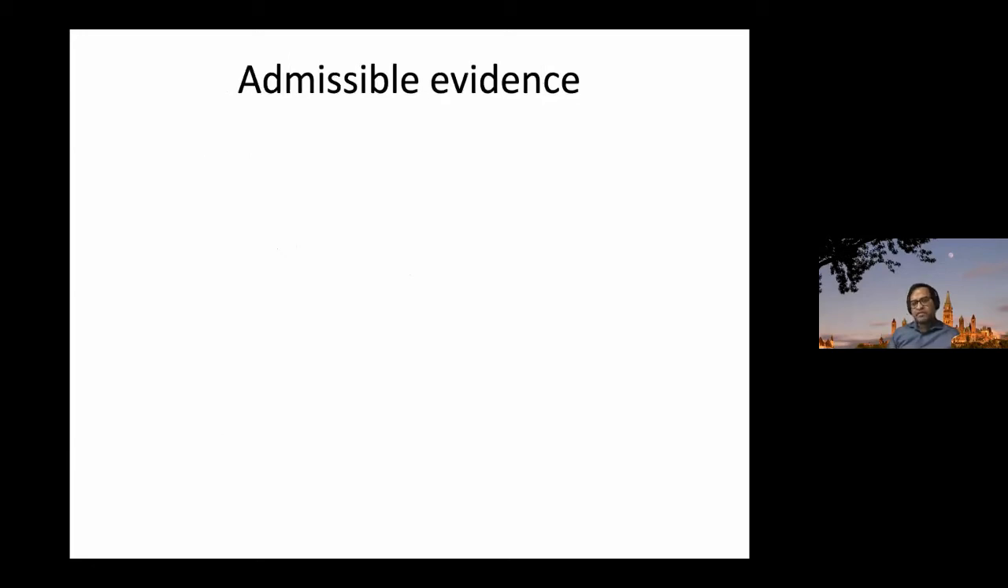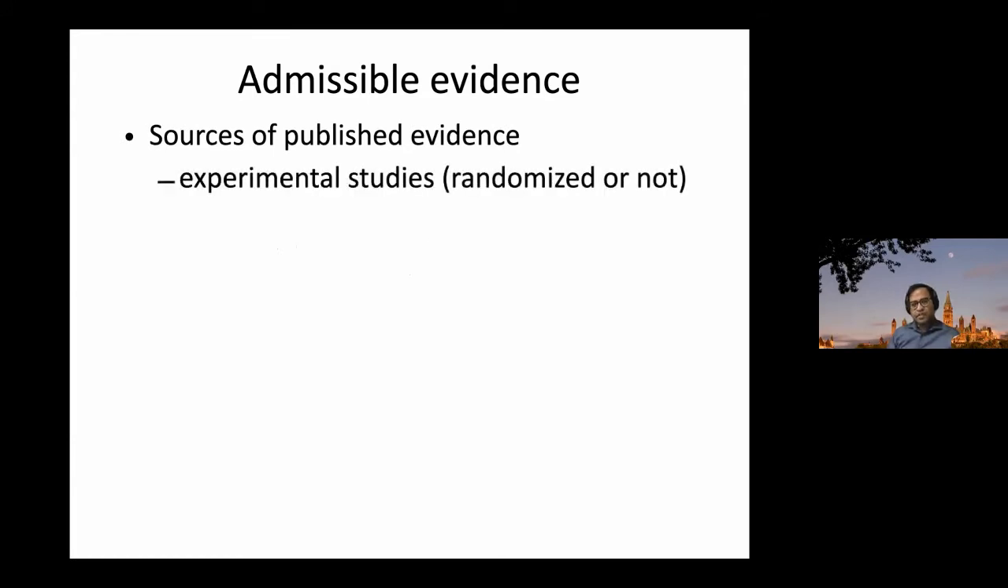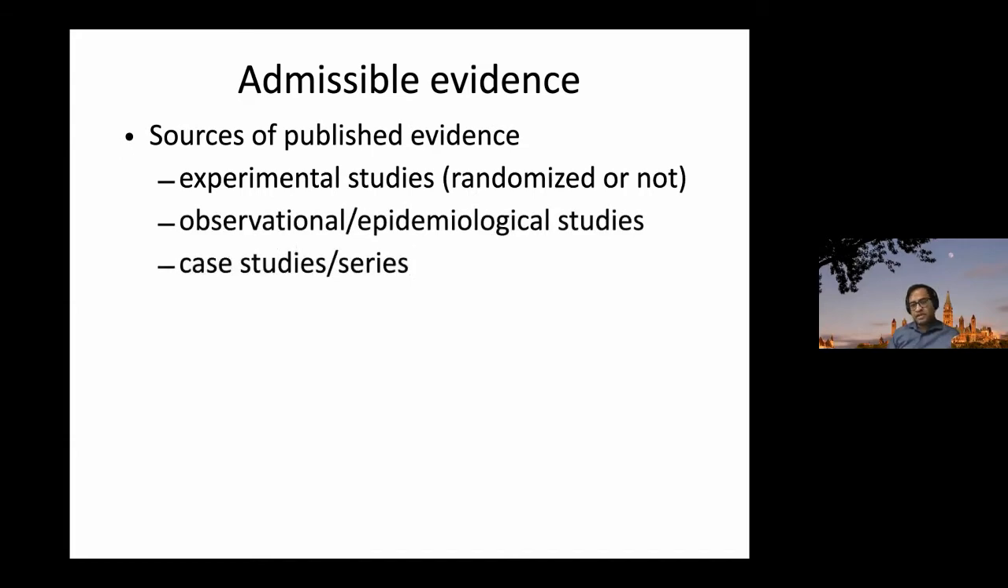Now, what kind of evidence can we include in a systematic review? So there could be sources of published evidence. For example, mostly we talk about experimental studies that are randomized clinical trials, but they could be observational studies if that's what you're interested in. It could be case studies and case series as well. If there are no RCTs and you're going to pool together the case series, that's completely legitimate. It's a little bit harder, but it's definitely possible.